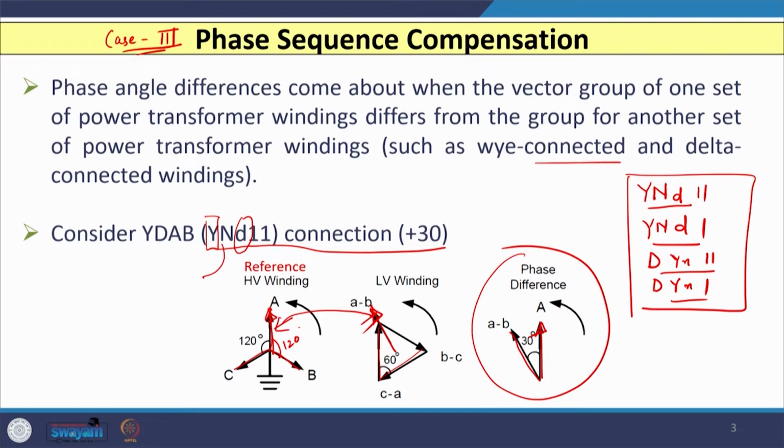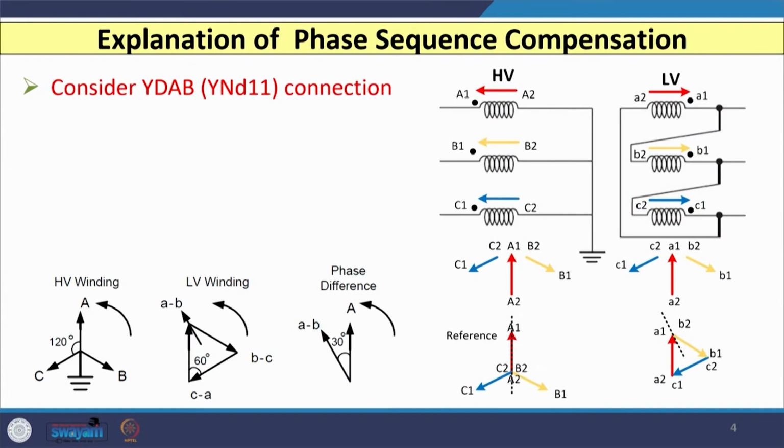To understand this, let us consider one example. Here I have considered the example of the star delta 11 connection. Here you can see that the star connection is grounded, the meaning of N, that means the star is grounded. So, the phasors I have shown here are 120 degree apart from each other, and the neutral of the star is grounded. And then we have the LV winding, that is delta.